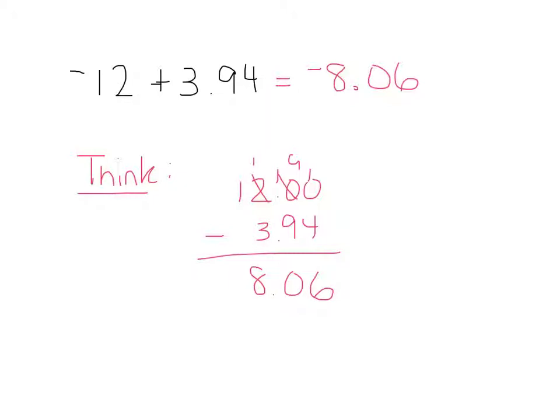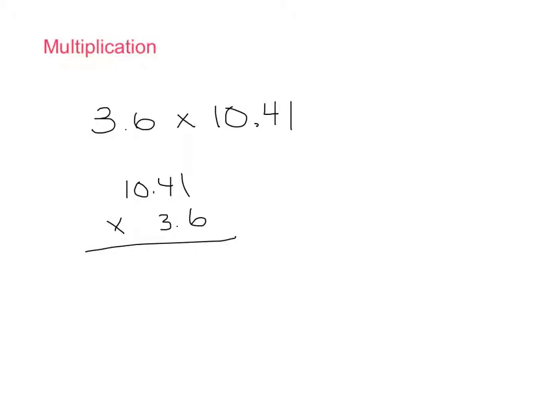Okay. When we look at multiplication, it works a little bit differently in the fact that you do not need to line up decimals. If I gave you 3.6 times, let's say, 10.41, I don't need to line up the decimals. I'm going to put this as 10.41 times 3.6. You need to count the number of decimal spaces. So here I've got 1 space after the decimal. This one I've got 2 after the decimal. So for my answer, I need to move the decimal over 3 places.